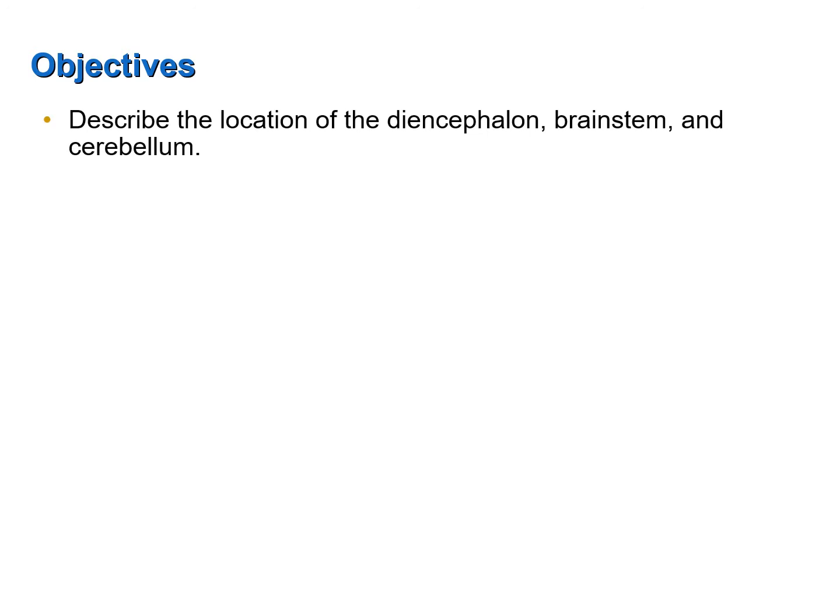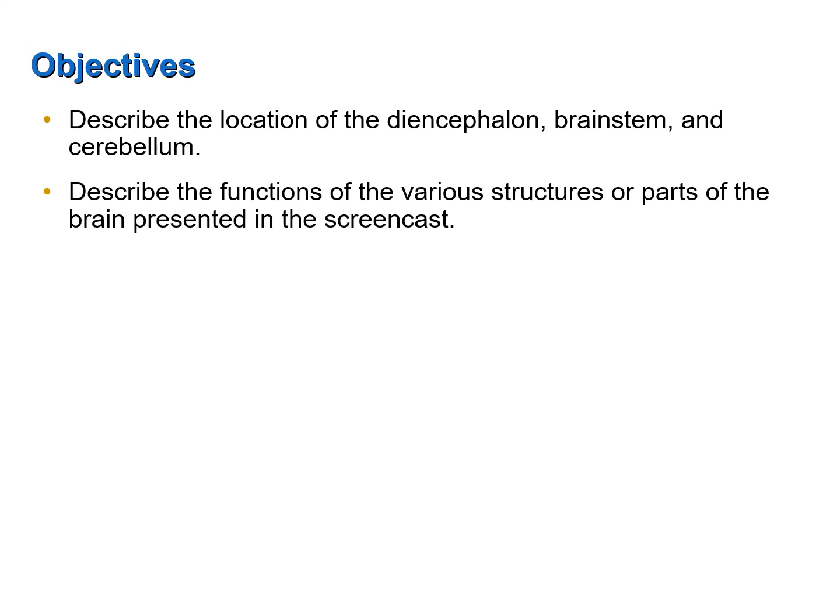The objectives of this screencast are as follows. Describe the location of the diencephalon, brainstem, and cerebellum. Describe the functions of the various structures or parts of the brain presented in the screencast. A summary of these structures or parts and their functions will be provided by the instructor.